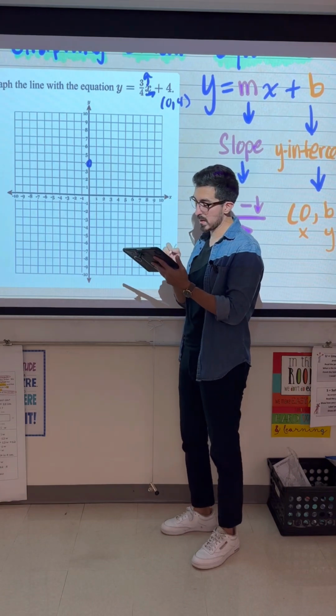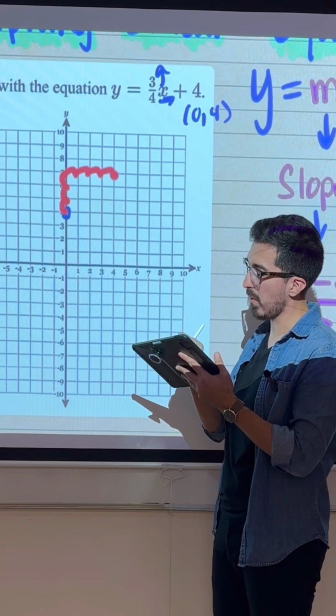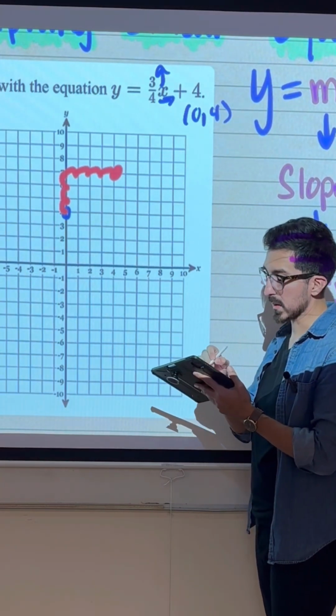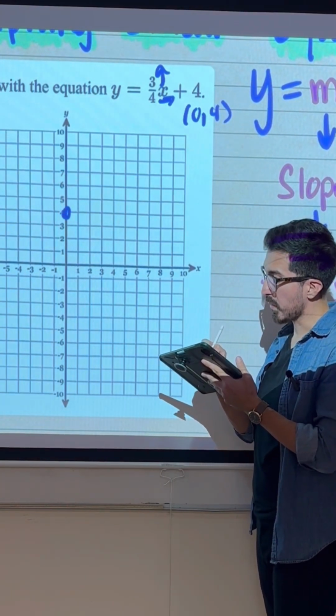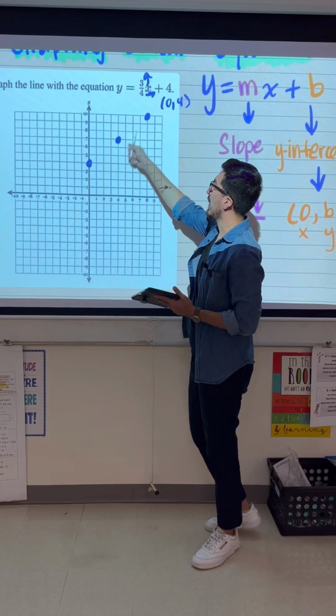So here's how it looks. I'm going to go up 3, 1, 2, 3, right 4, 1, 2, 3, 4. So I should have another point right there. Let's plot another point right there. So up 3, right 4, bam. Up 3, right 4 again. Can I do it again? Yeah, I can. So now I have enough points.